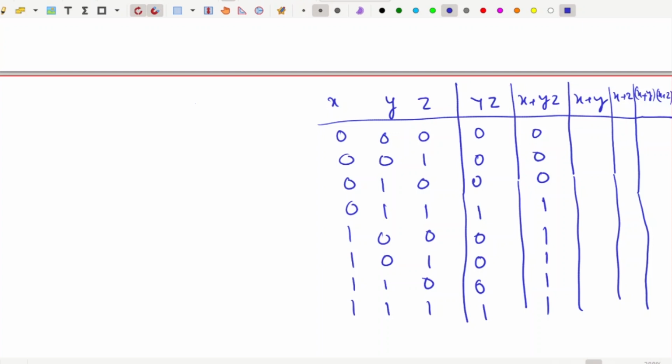Then we simply compute the value of x plus y. x plus y is what? 0, then again this is 0, then this is what? 1 1 1 1 1 1. All are 1, that is x plus y. Then x plus z, what is it? We add this and this: 0 0 0 1, and this is what?